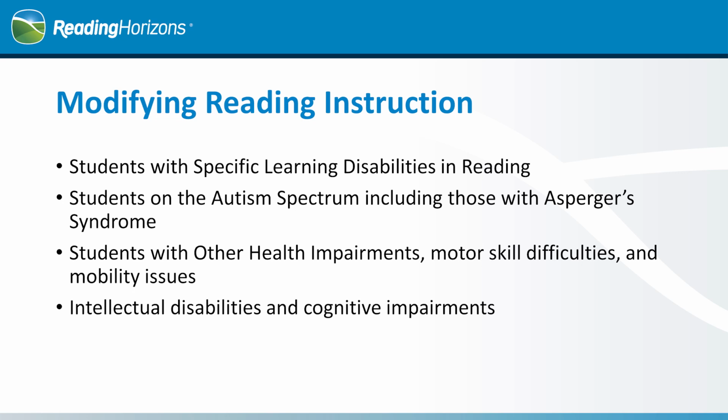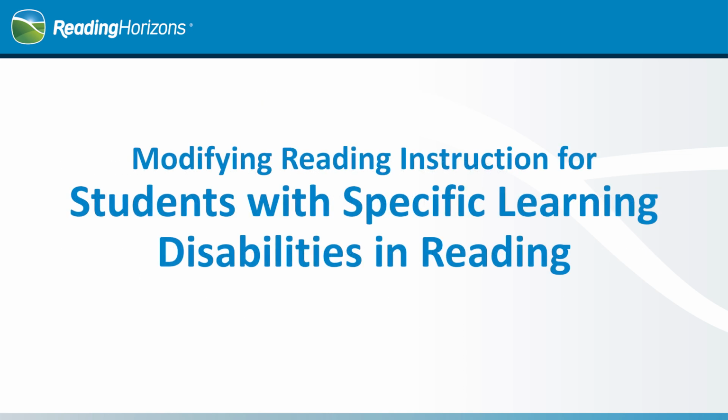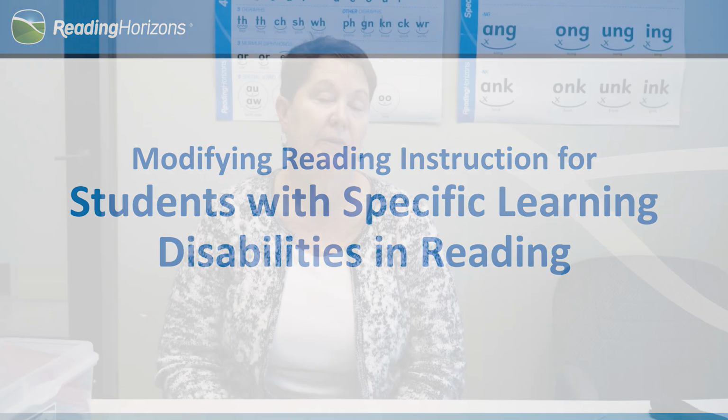Other health and physical challenges, including mobility issues, students with fine motor skill difficulties, and intellectual disabilities and cognitive impairments, including students with IQs below 50. So starting with students with specific learning disabilities in reading, specific learning disabilities by far make up the largest percentage of students in special education. And generally the rule of thumb at this point is that unless otherwise specified, it's helpful to assume that students with reading disabilities, that's generally caused by dyslexia.